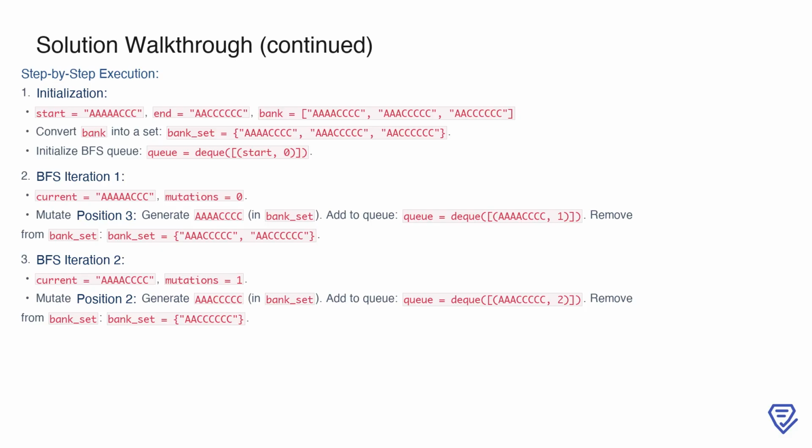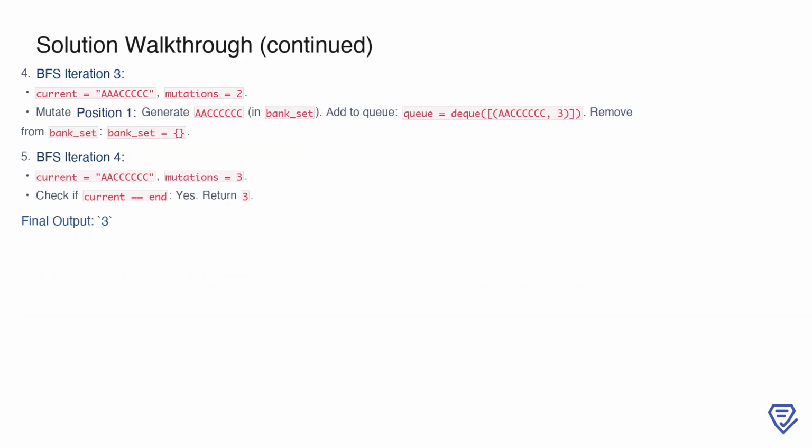In the second BFS iteration, we dequeue the sequence with a mutation count of 1. Mutating the third character produces a new sequence, which is in the bank set. We add it to the queue with a mutation count of 2, updating the queue to deq 2, and remove it from the bank set. The remaining bank set now contains only one sequence.